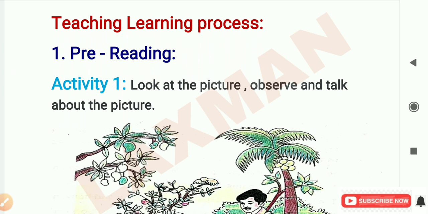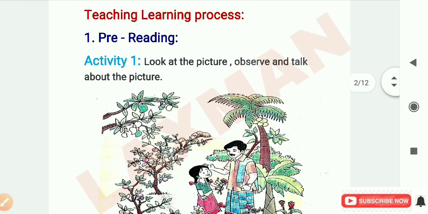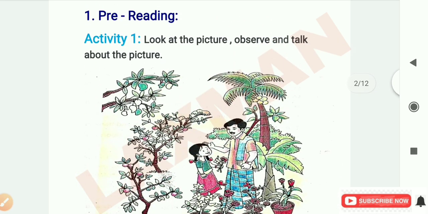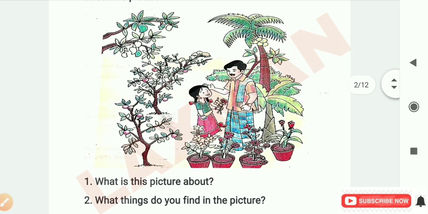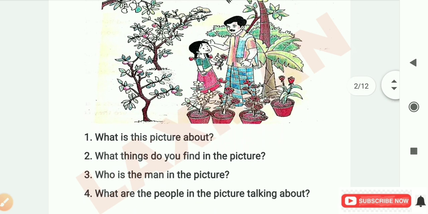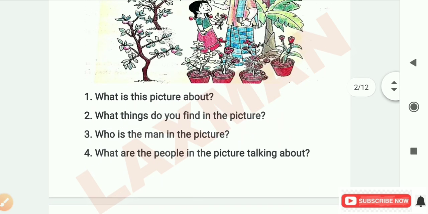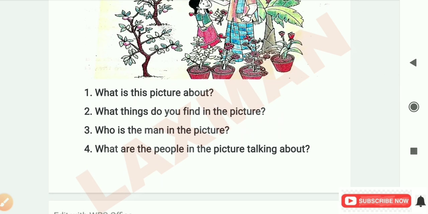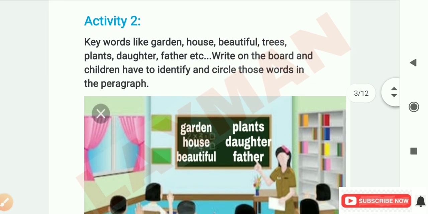That is pre-reading. We have to write 2 activities. Activity 1: look at the picture, observe and talk about the picture. This is the picture. We have to ask the children, look at this picture, observe and talk about it. What is this picture about, what things do you find in the picture, who is the man in the picture, what are the people in the picture talking about? We have to ask the children these questions, and the children have to respond and tell their answers in their own words.